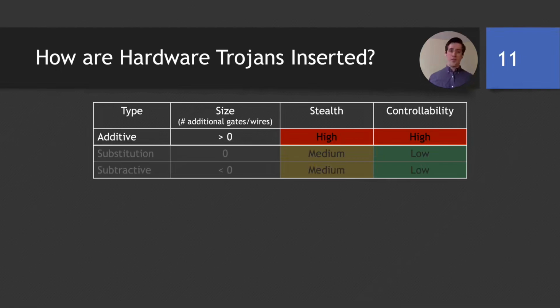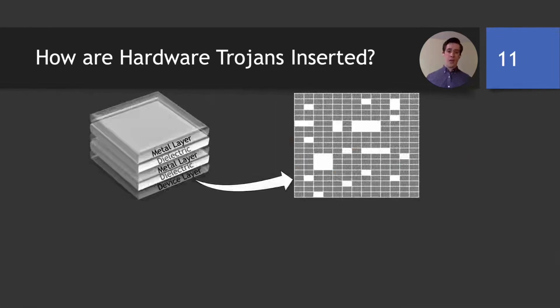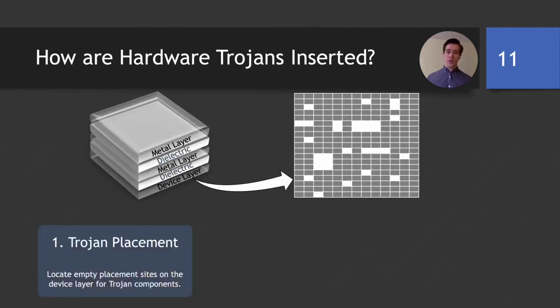There are three steps a foundry-side attacker must take in order to insert an additive hardware Trojan into a circuit layout. The first is Trojan placement. During Trojan placement, an attacker must locate empty placement sites on the device layer to accommodate their Trojan components.